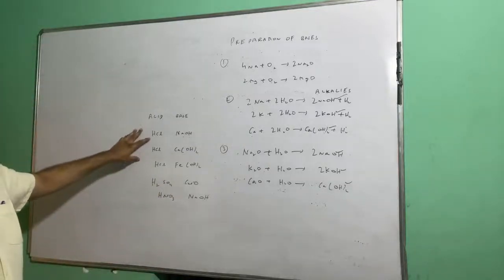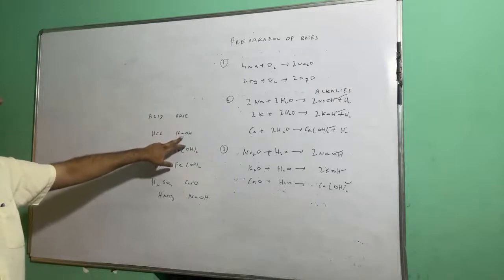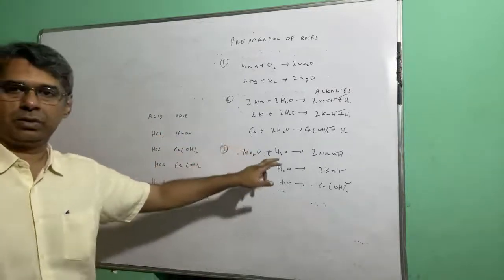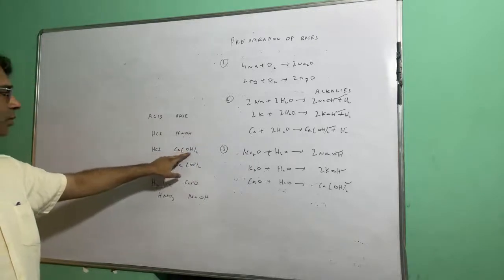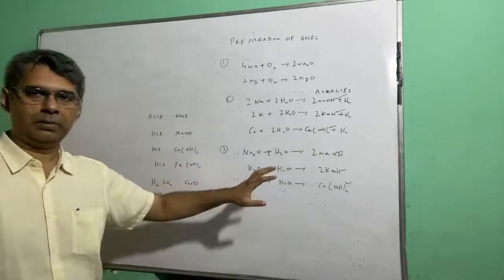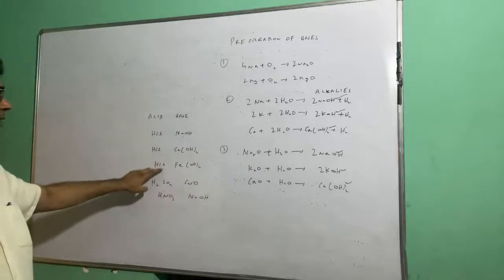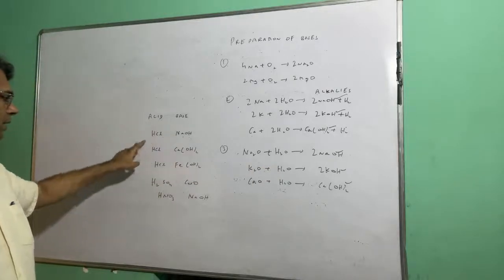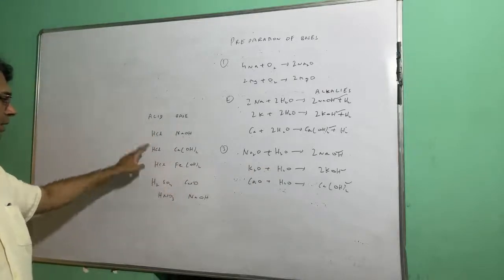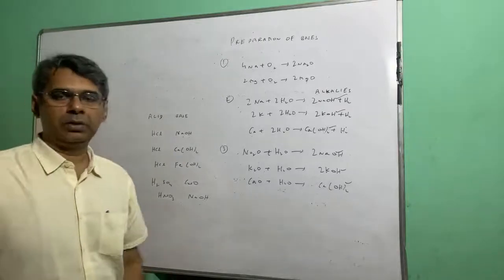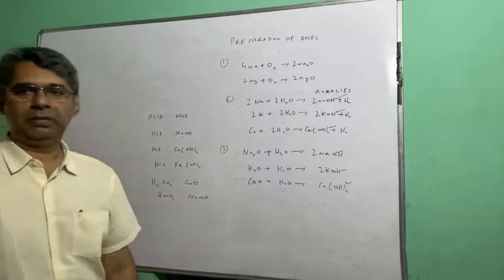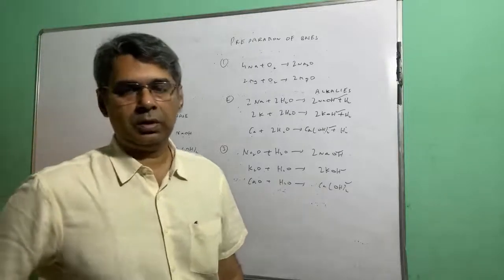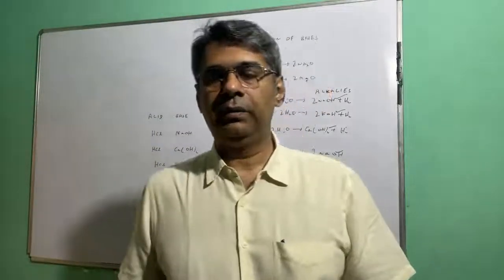If the acid is HCl, base is NaOH, you have to write acid plus base equal to salt plus water. If the acid is HCl, base is Ca(OH)2, you have to write acid plus base equal to salt plus water. Similarly, acid HCl, base Fe(OH)2, acid H2SO4, base CaO, acid HNO3, base NaOH. So these are the 5 combinations of acid and base, and for each of them you have to write the answer as salt plus water. So this is your homework for 9 p.m.